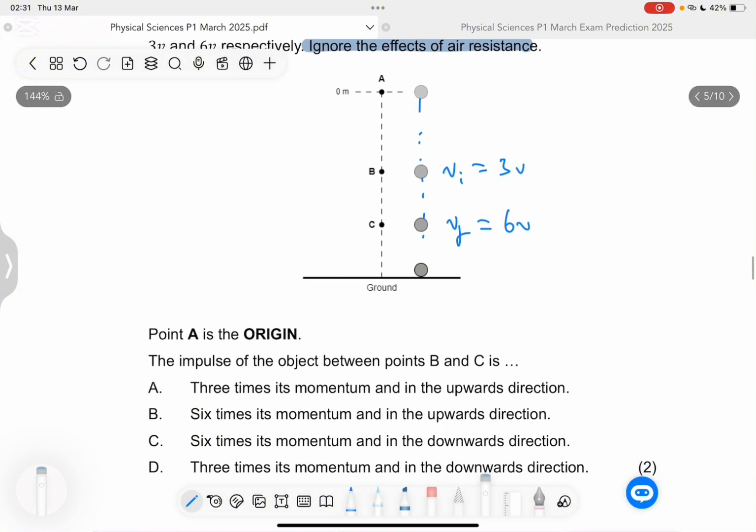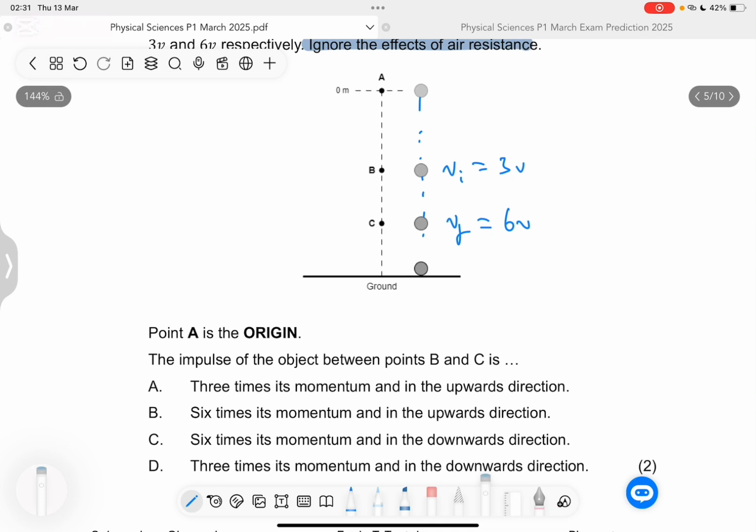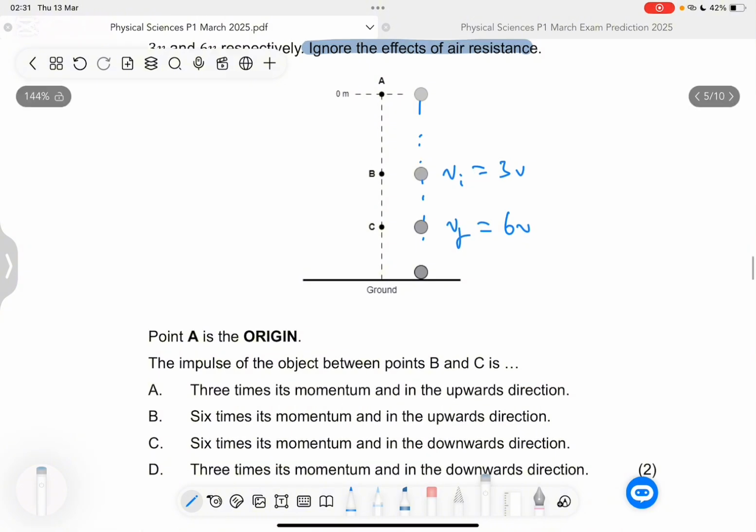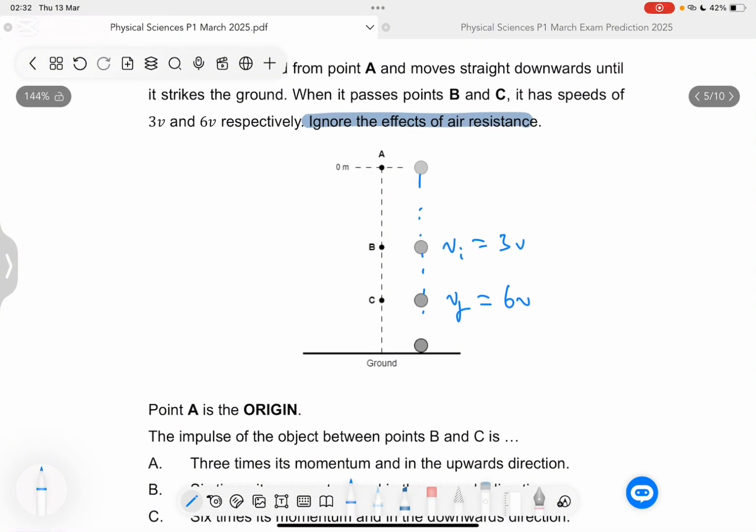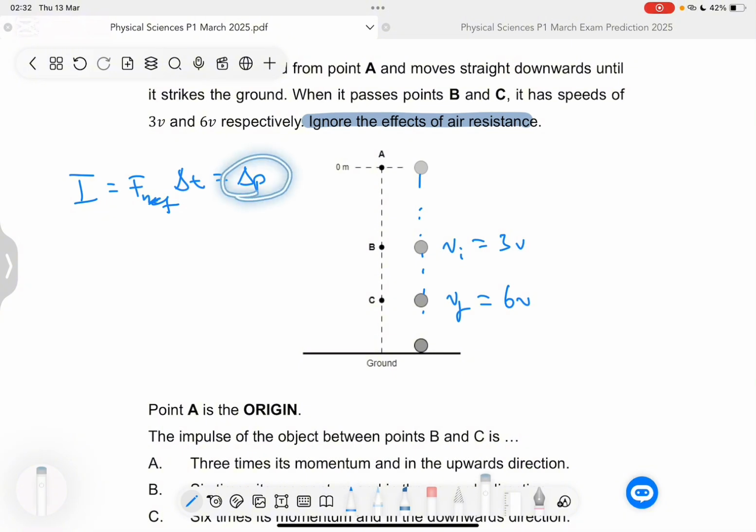Now the question says to us that the impulse of the object between points B and C, between this point and this point, is. So basically they want us to calculate the impulse between those 2 points. Well, to get the impulse, we know that the impulse, I for impulse, is defined as the product of the net force and time. But we also know from the impulse-momentum theorem that it is given by the change in momentum. Now I'm coining in the change in momentum because I can see I have velocities. I don't have time, and I don't have the net force either.